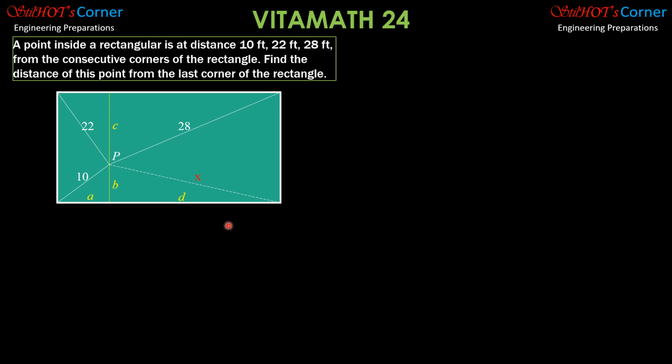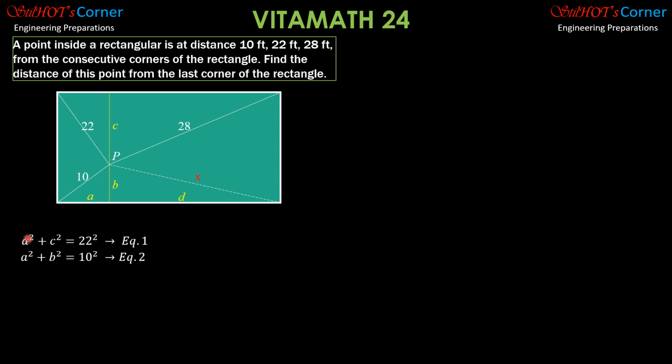Then we have right triangles here. Let's have Pythagoras theorem. So for instance, we have a square plus c square equals 22 square. Call that equation 1. Then here we have a square plus b square equals 10 square. And call this equation 2.